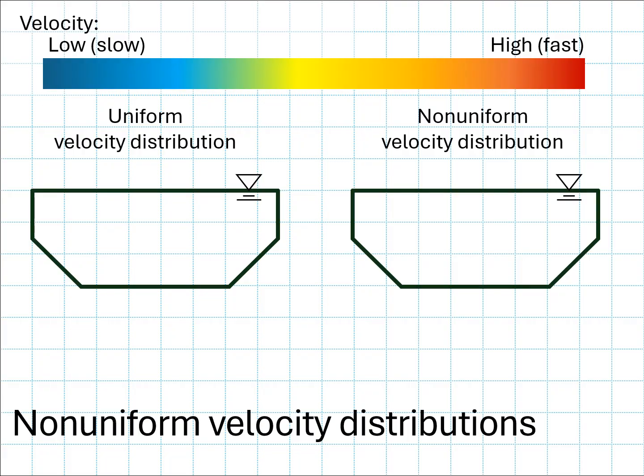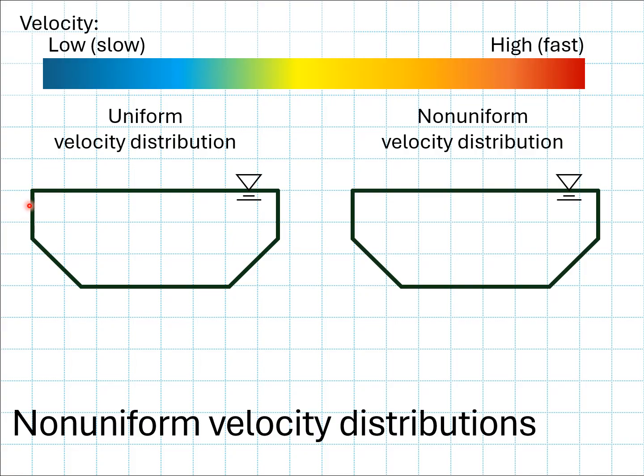So let's start with a definition. What is a non-uniform velocity distribution? I'm going to answer first by showing you what a uniform velocity distribution looks like. Let's think about an example of water that is flowing in an open channel like I've shown you here. You can see the free surface on top right here. So that's how we know that we're working in an open channel flow.